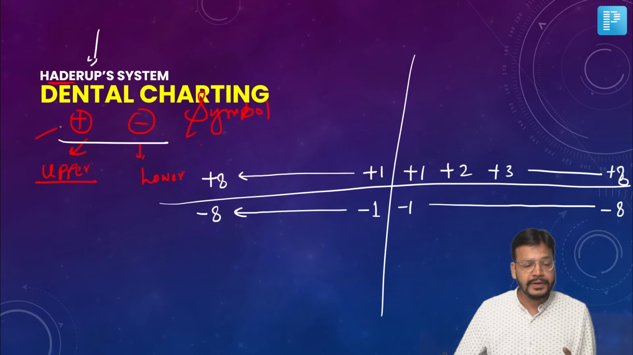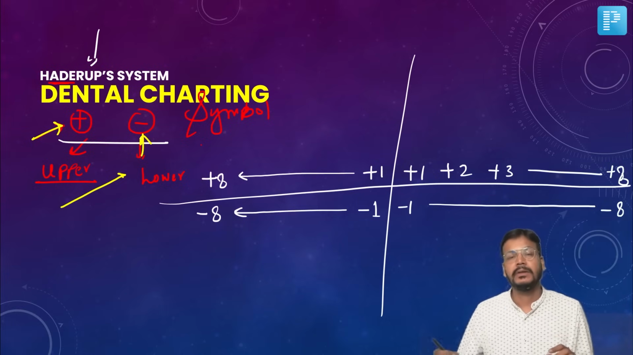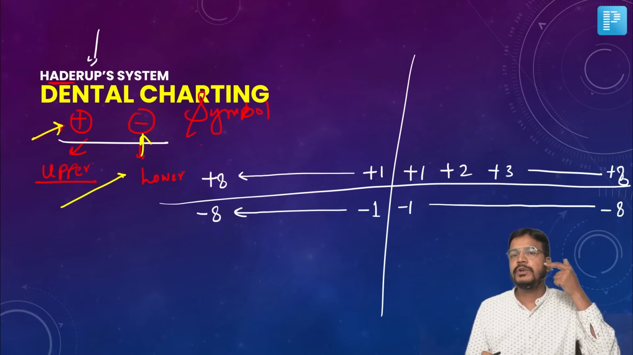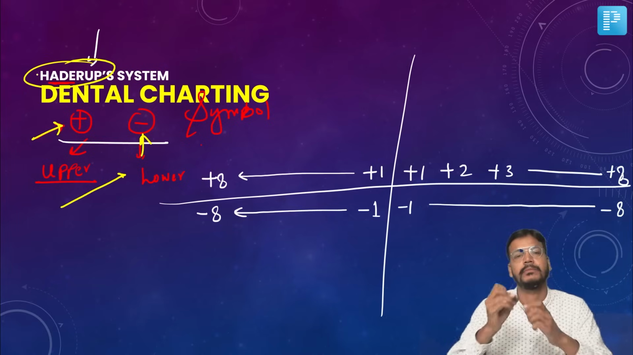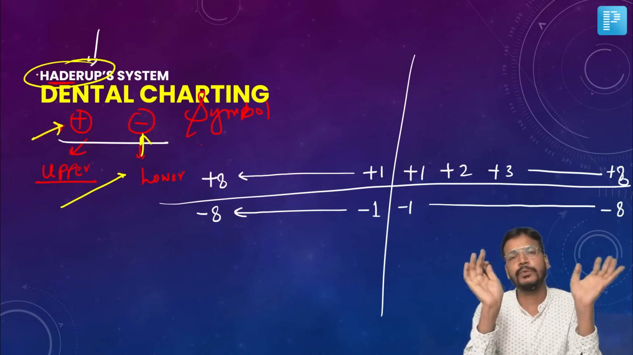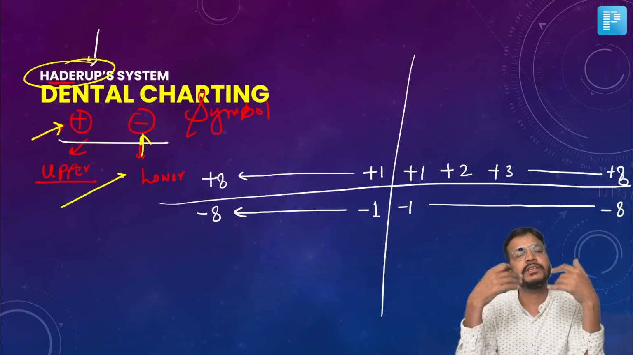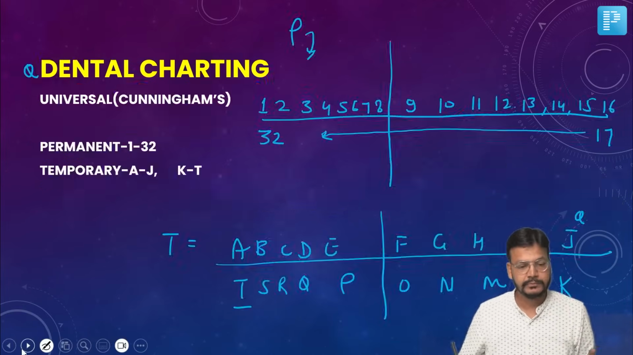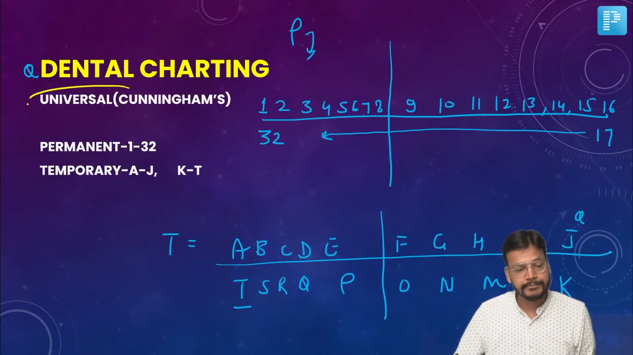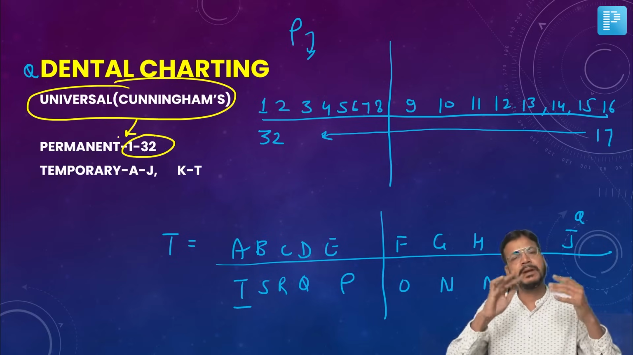But along with upper teeth, if we write down plus, and along with lower teeth, if we write down minus: plus 1 to plus 8, plus 1 to plus 8, minus 1 to minus 8, minus 1 to minus 8. This is Haderup. 1 to 8 is Palmer notation or Zsigmondy. Plus 1 to plus 8 with the upper ones, minus with the lower ones. Lower one, it's a minus. It's the Haderup formula. Sir, if we use 1 to 32 numbering, that is different; 1 to 8 was Palmer notation, plus minus is Haderup.